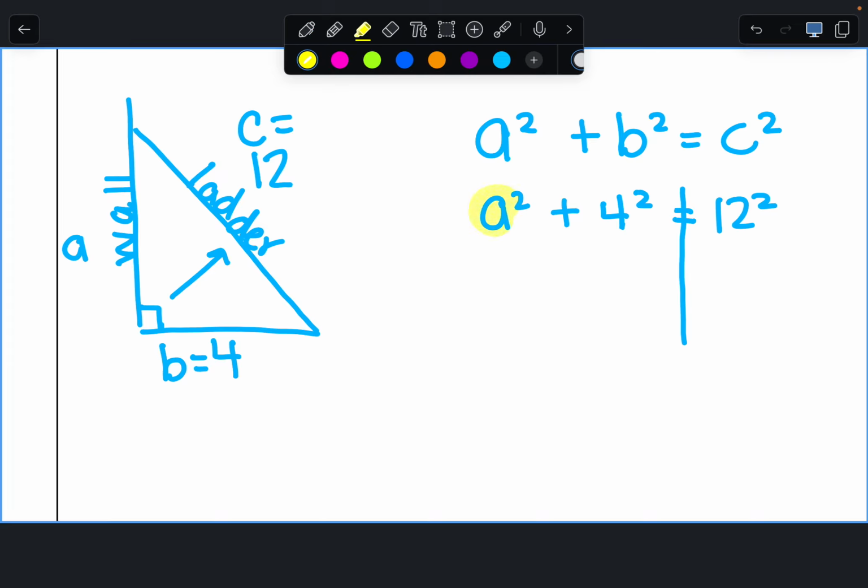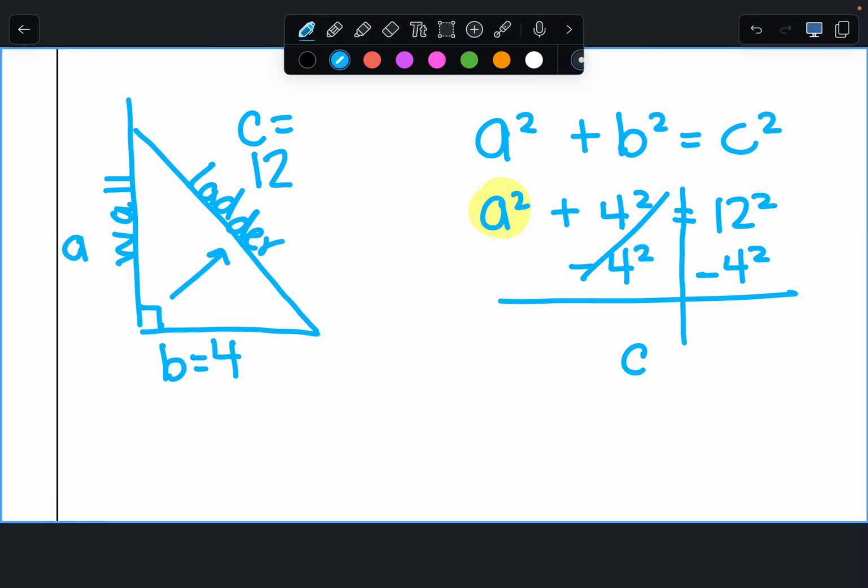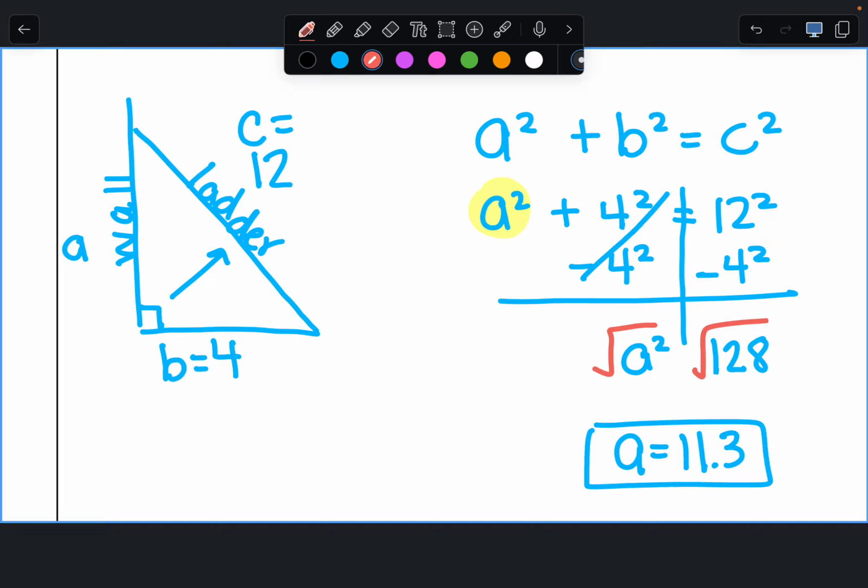Now, we're missing one of the sides, not the hypotenuse, so how do I move 4 squared over? So A squared, what is 12 squared minus 4 squared? But since we're looking for how tall the wall is, what that side is, what do we need to do? Square root. So A is what? Questions so far? All right. Most important thing, draw it right.